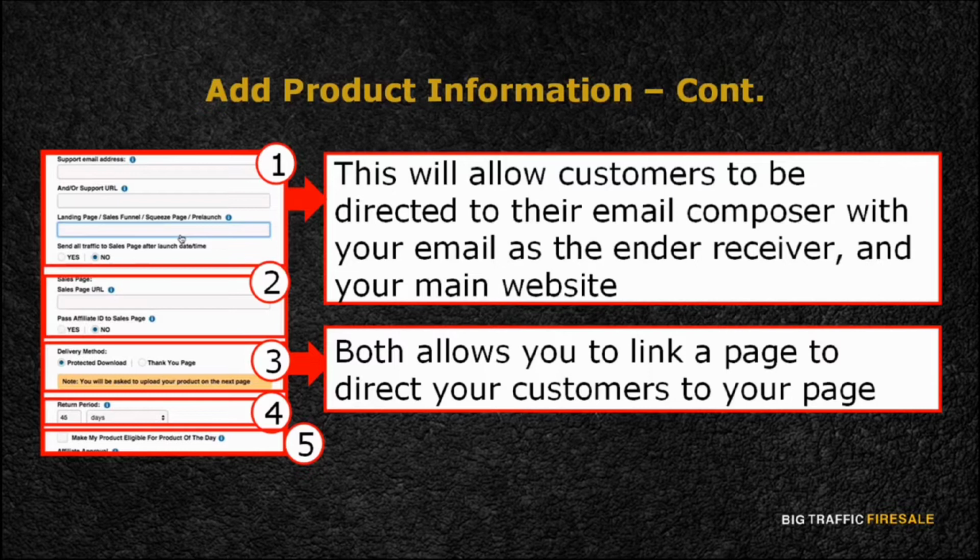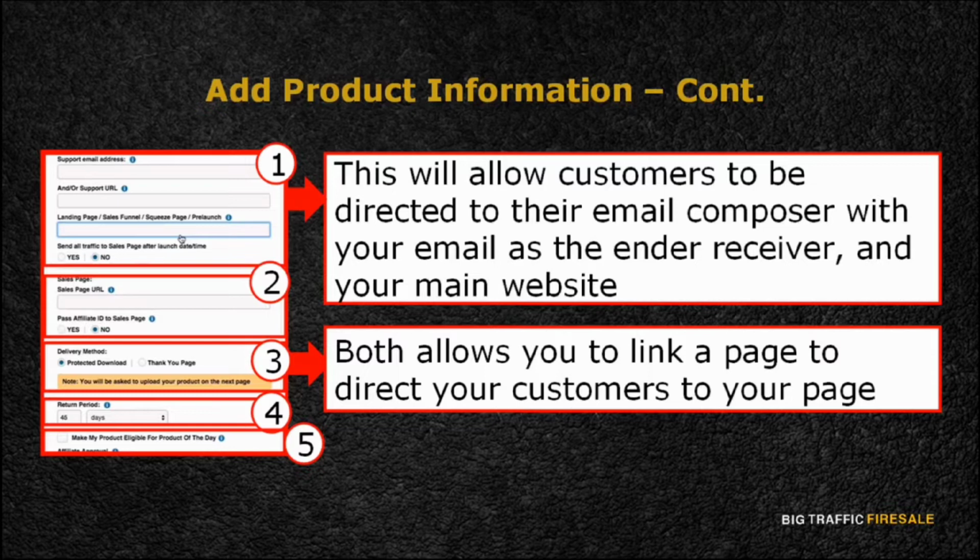Make sure to tick the Send All Traffic to Sales page after launch date time. This way, the traffic you gain will be sent to your main sales page. Simply put in the link to your sales page from your main website. Your next option will either allow your affiliate to have access to your sales page. If you only want your affiliate to generate traffic to your sales page, it's best to not allow them to have access to it. Moving on is your delivery method.